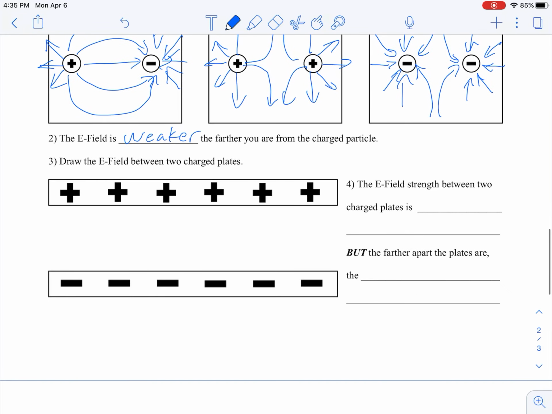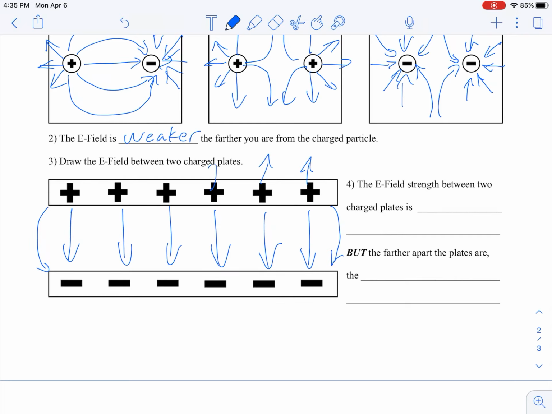It says draw the electric field line between two charged plates. What does that look like? It actually looks something like this. Well, away from positive toward negative. Okay, so you could guess what it looks like. So if we draw that, but at the edges it kind of bows out, something like that. Now you might be saying, well, what about the electric field here, here, here?